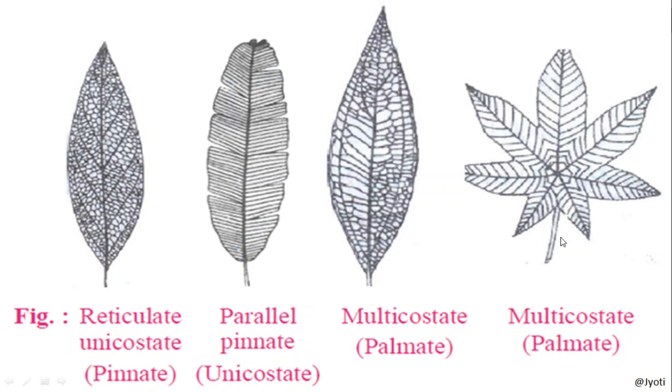Okay, but in multicostate you will see that from the tip of the petiole more than one principal veins are developed, and from the principal veins the lateral veins are developed which are parallel to each other. So it is a parallel venation and it is arranged like the fingers in a palm. The midribs or the principal veins are present in such a way that they appear like a palm. Okay. So these are the different types of reticulate venation and parallel venation.